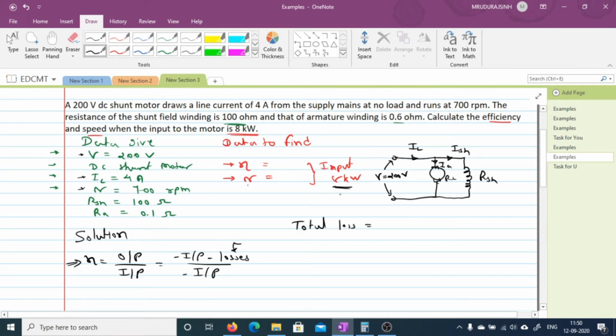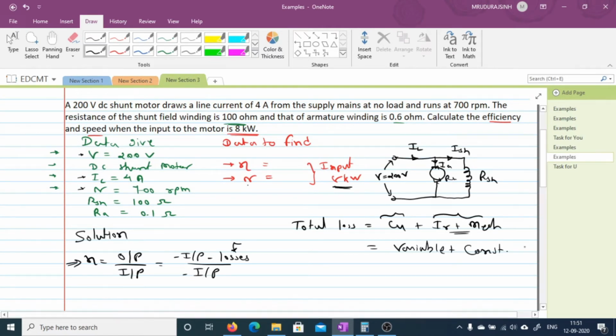Total losses. So in total losses, one is copper loss, iron loss and mechanical loss, right? So to make this sum easier to understand, let me club these losses. This is constant loss and this is variable loss. So total loss can be rewritten as variable loss and this is constant loss. So we can divide this loss into two categories, constant loss and variable loss.